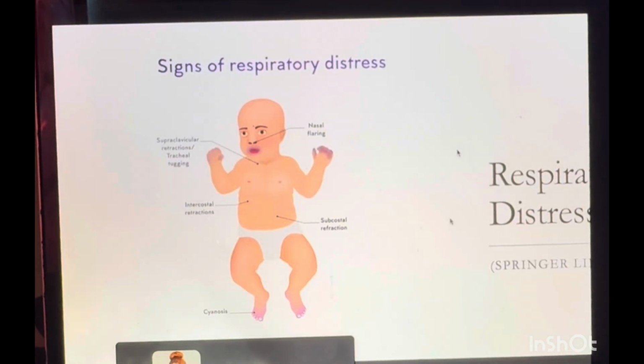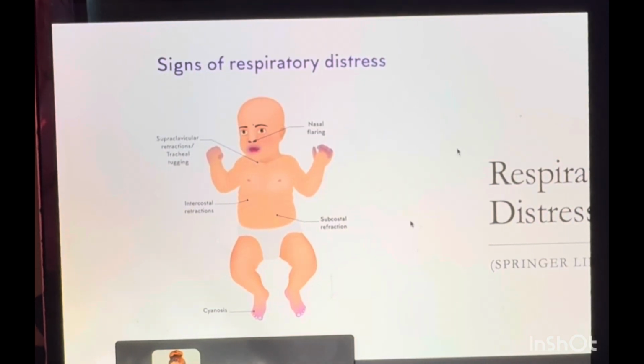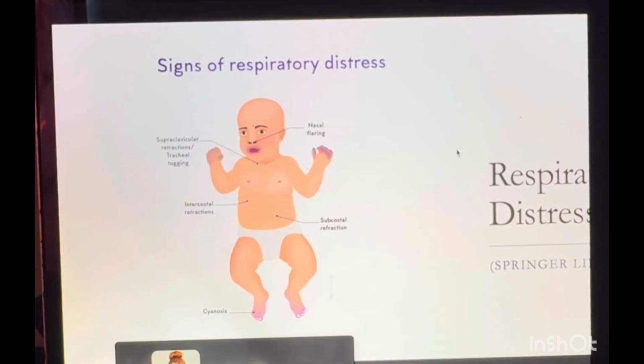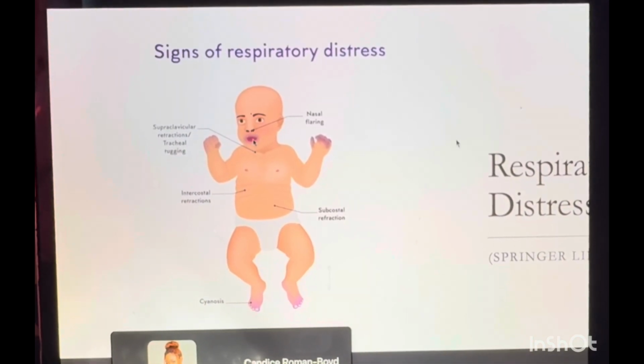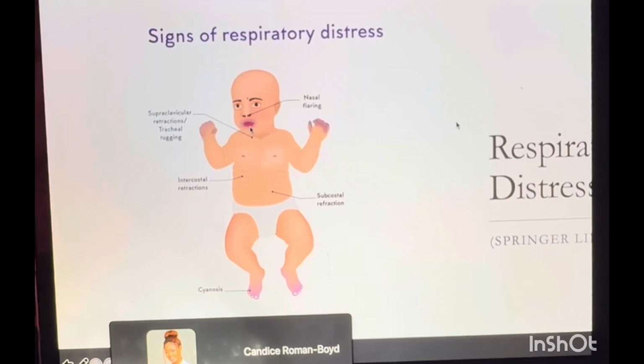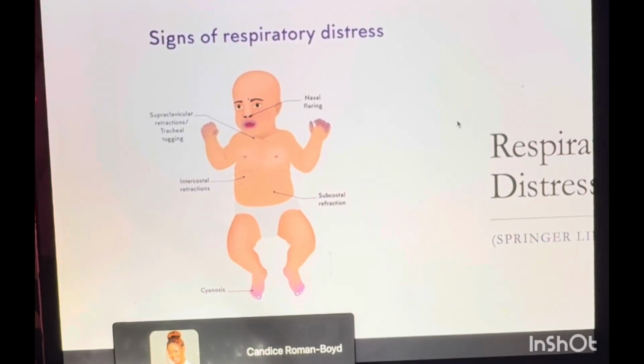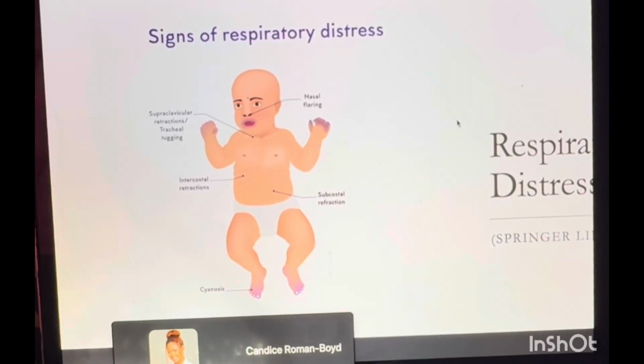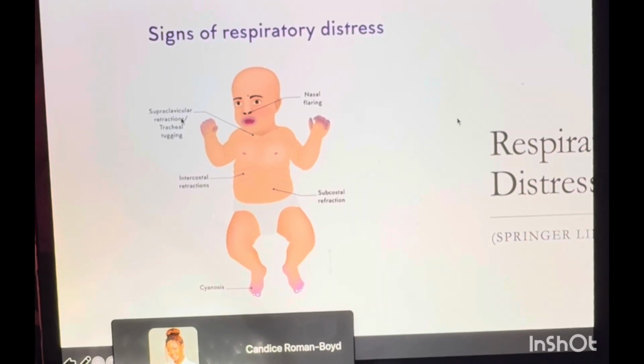So this is just a little picture I found online to explain signs of respiratory distress in pediatric patients. Mainly, you'll see nasal flaring. You see how the nostrils are flared out. This is supposed to be cyanosis, I think, but that's a late finding. Hopefully, we don't see that too often. The goal is to intervene before you see that.